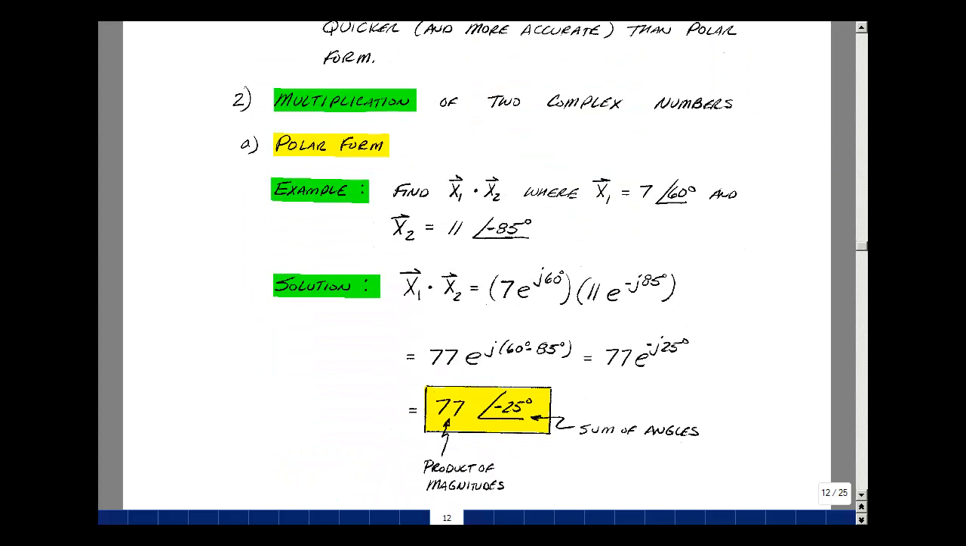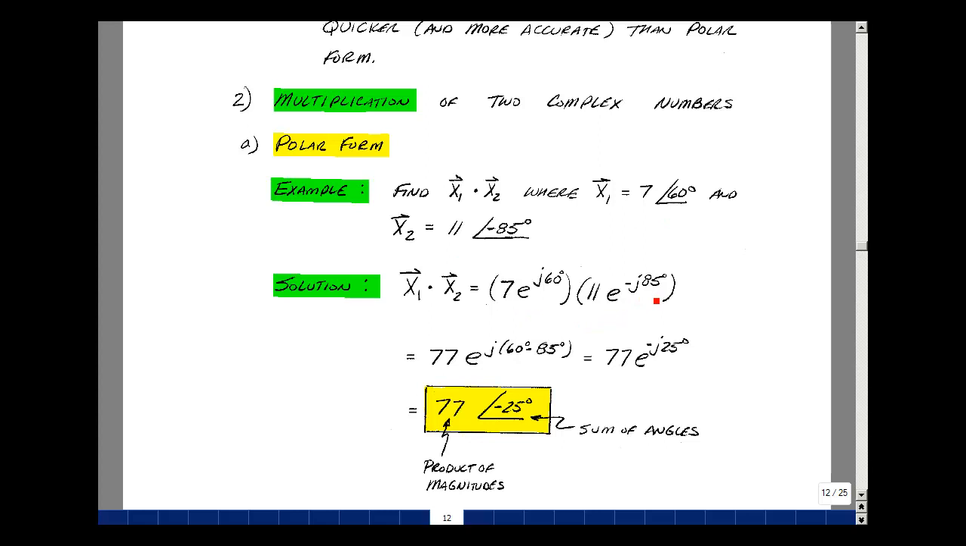Let's next take a look at multiplying two complex numbers. Again, let's start with polar form. Suppose I have x1 and x2. I'm going to multiply them together. And suppose this time x1 is 7 at angle 60, and x2 is 11 at minus 85 degrees. Let's convert these back to their definitions, which is 7 times e to the j60. This is a shorthand notation for this. This would be 11 times e to the minus j85.